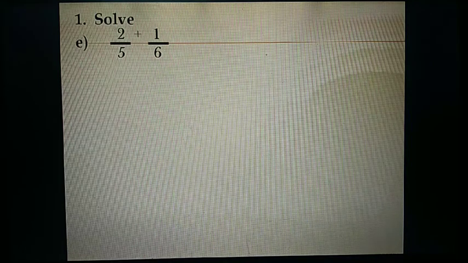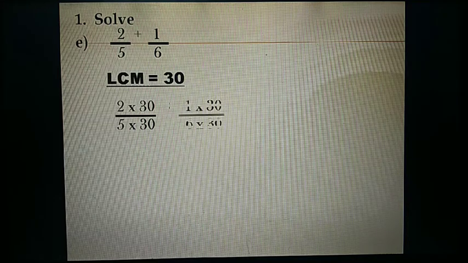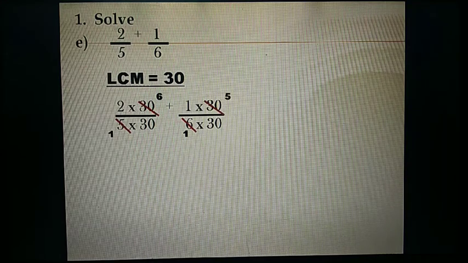Again, denominators are co-prime numbers. LCM will be the product. Multiply the LCM to both the fractions. Perform cancellation. I hope the cancellation is clear. The first one we are using the table of 5. In the second one we are using the table of 6.